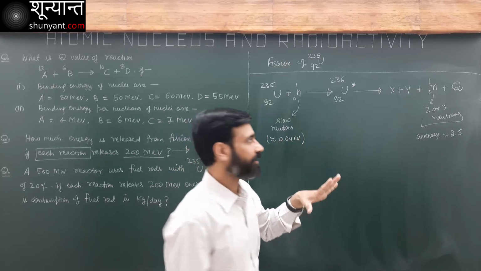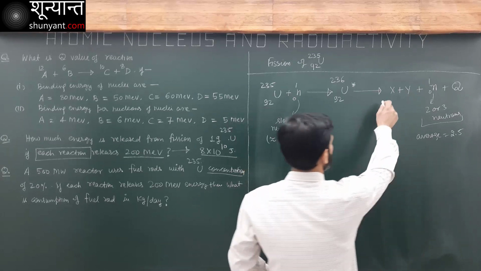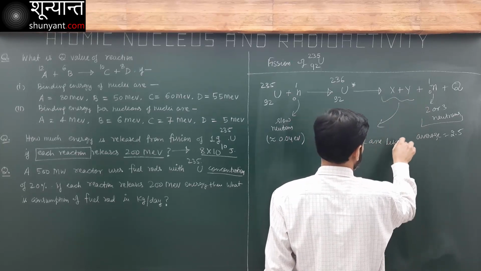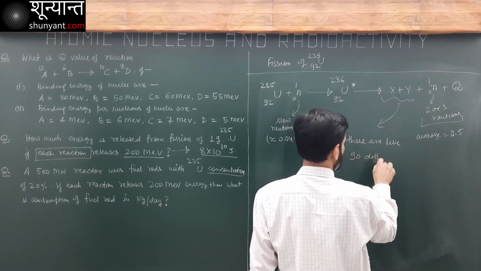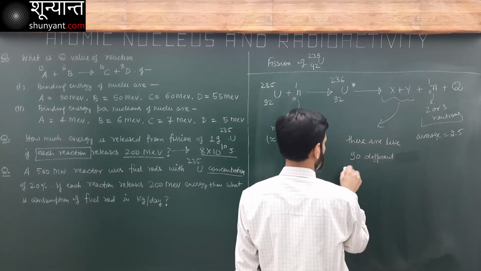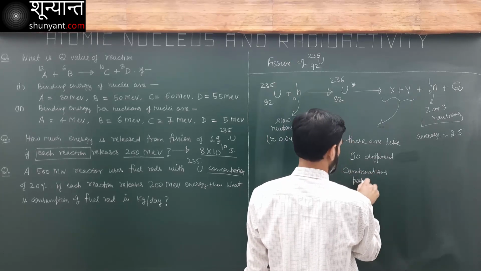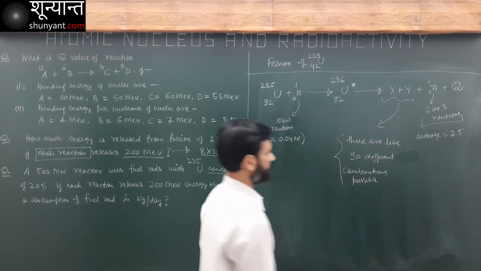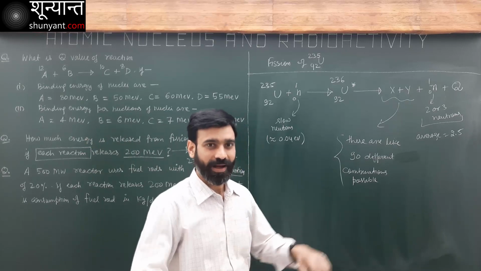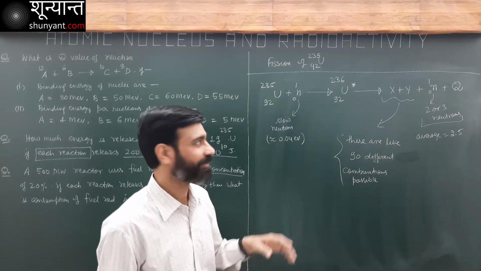X and Y, many combinations of X and Y are possible. There are about 90 different combinations possible. So there are 90 different paths along which this can disintegrate. It can break into these.